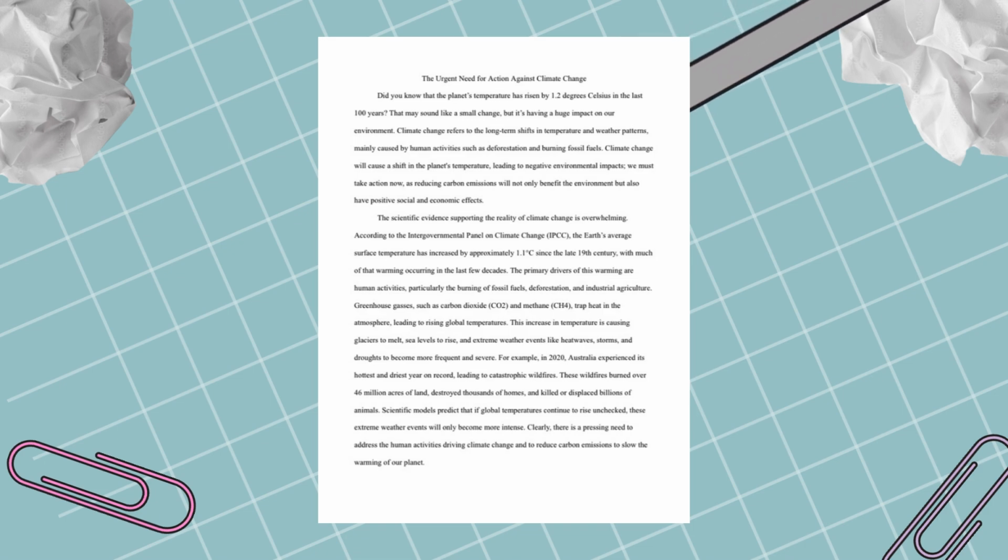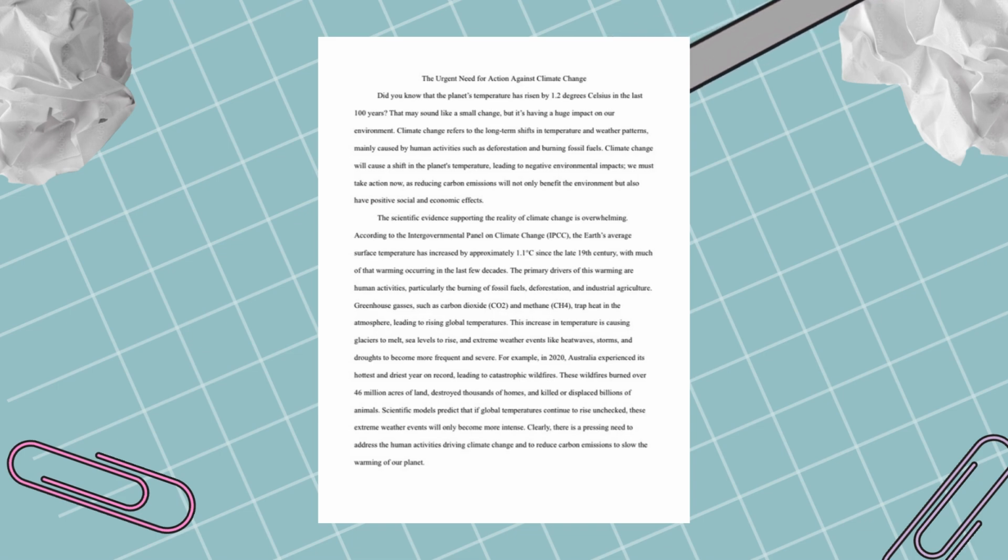According to the Intergovernmental Panel on Climate Change, IPCC, the Earth's average surface temperature has increased by approximately 1.1 degrees Celsius since the late 19th century, with much of that warming occurring in the last few decades.